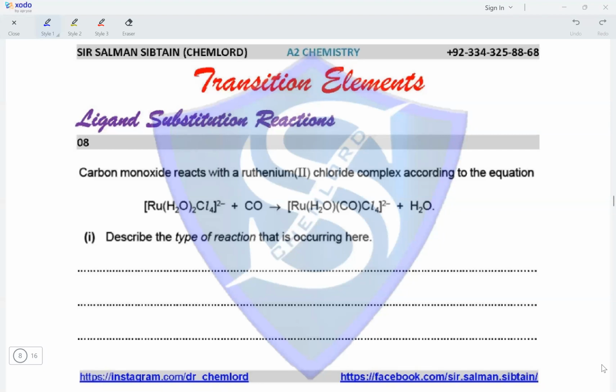Question 8. Carbon monoxide reacts with a ruthenium 2 chloride complex according to the equation shown. Describe the type of reaction that is occurring here. So we have a water molecule being replaced by carbon monoxide. So the type of reaction occurring is known as a ligand substitution reaction.